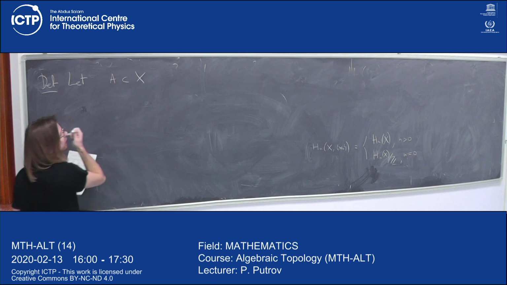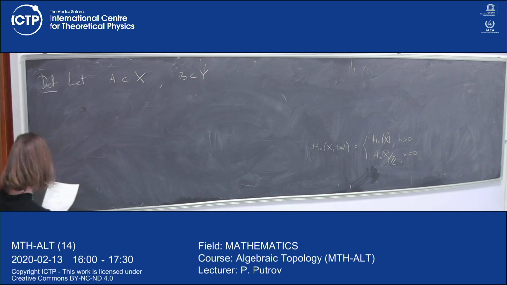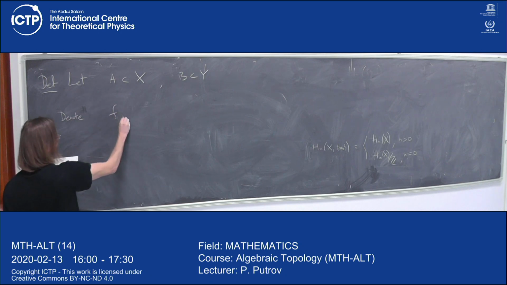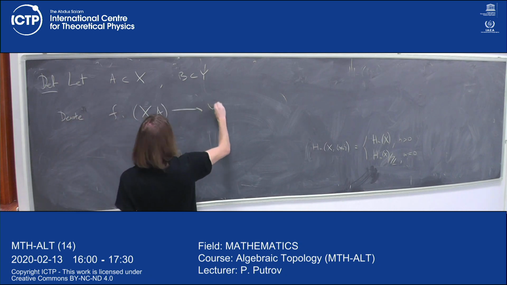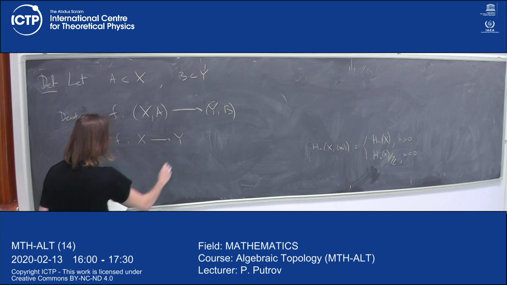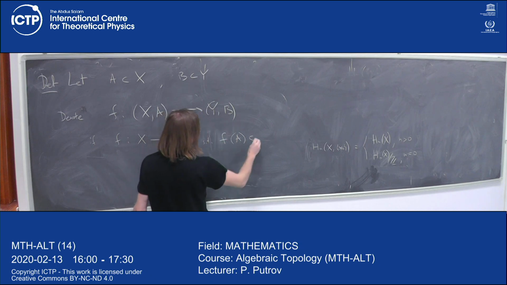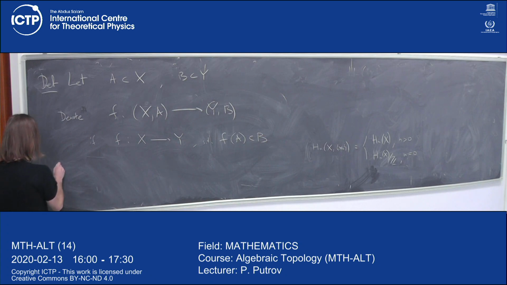Let A be a subspace in X, and B be a subspace in Y. Then we will use the following notation: F is a map of pairs from (X, A) to (Y, B) if F is a continuous map from X to Y such that if we restrict F to A, it is mapped inside B.